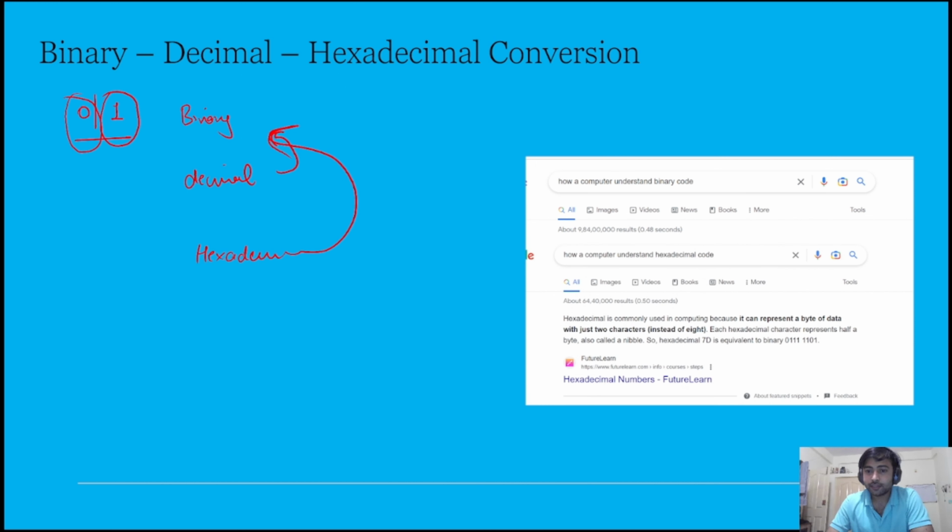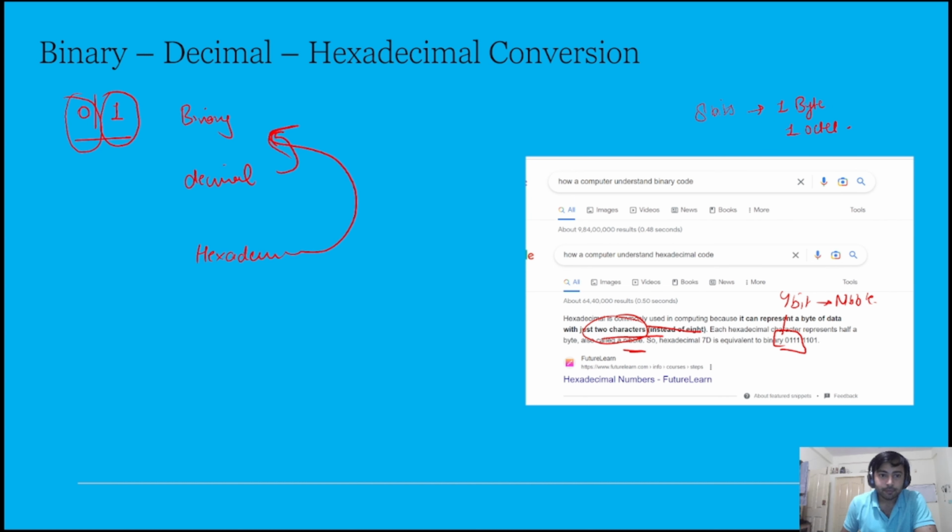How does a computer understand hexadecimal numbers? Hexadecimal is commonly used in computing because it can represent a byte of data with just two characters. So it reduces the work done by the CPU by understanding it in terms of nibbles. If something is 4 bits, it is called a nibble, and if it is 8 bits, it's called 1 byte or 1 octet.